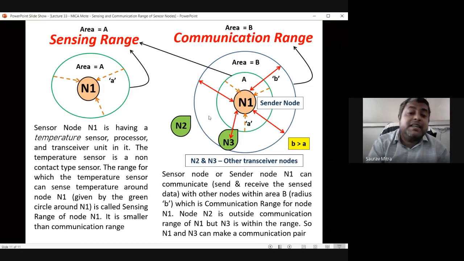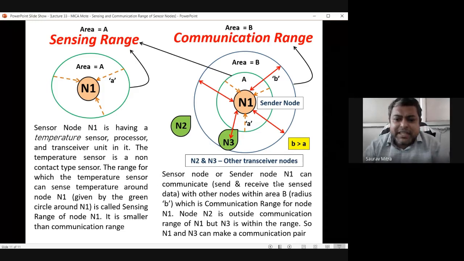Can N1 send the data to N2? The answer is no, because N1 has a communication range of small b. It can only communicate within area capital B. And what is capital B equal to? Pi into small b square, because we know the area of a circle is given by pi r square, where r is the radius. As the communication range has a radius of small b, this capital B, or communication area, is equal to pi into small b square.